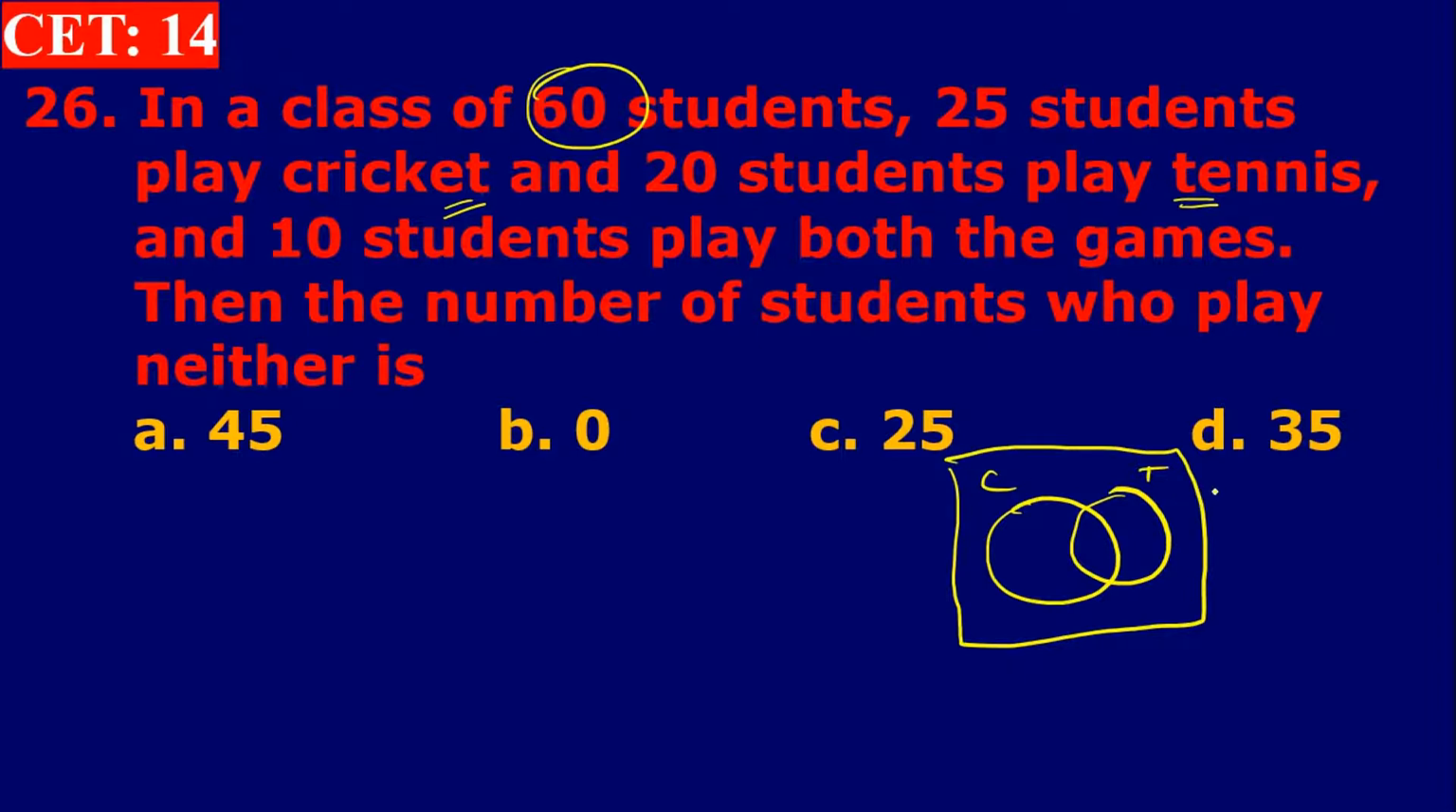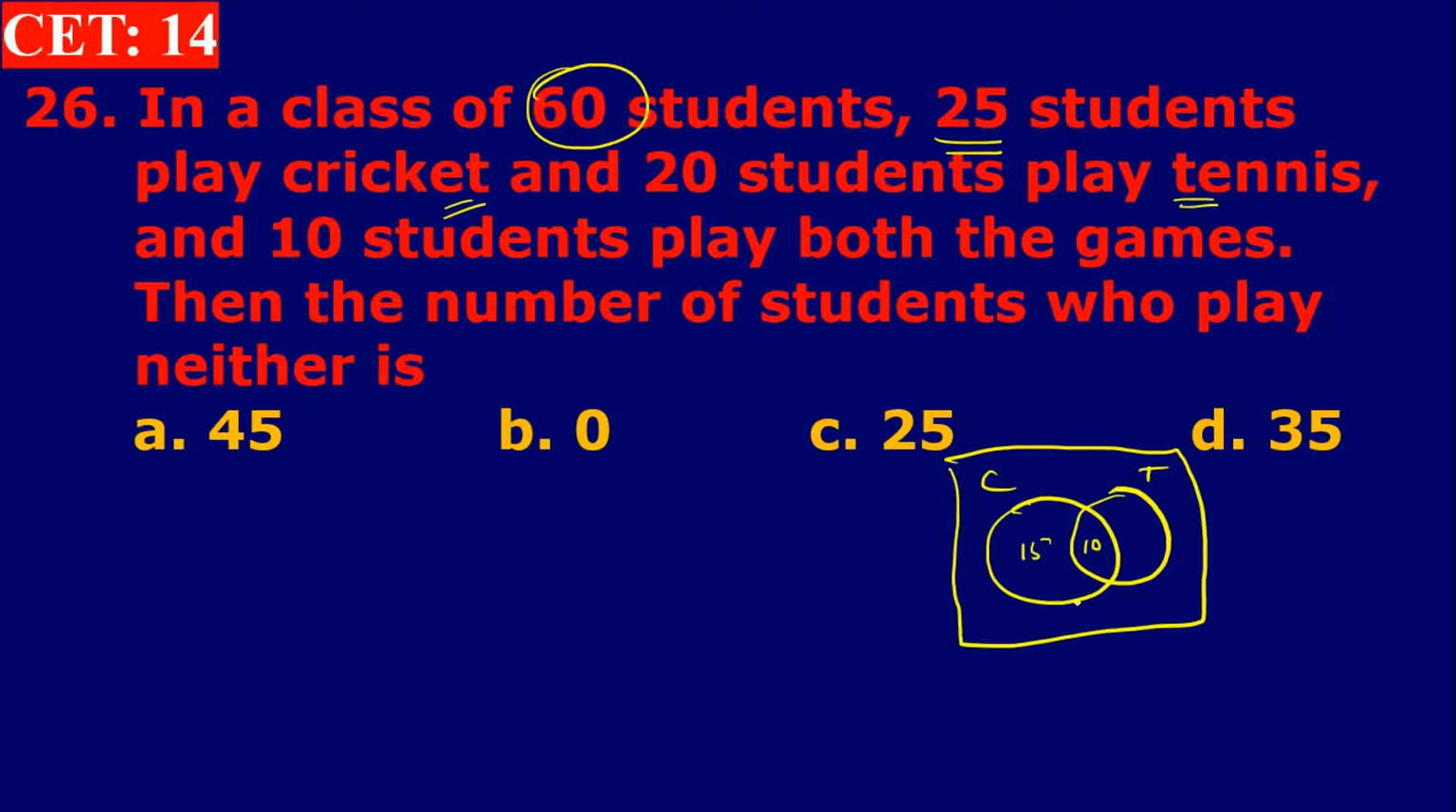So here you write the universal set. Total it is 60. Here first we find the intersection part. The intersection is 10 and cricket players is 25. Already 10 is written here, so remaining is 15. That is 15 plus 10 is 25, so cricket players are 25.